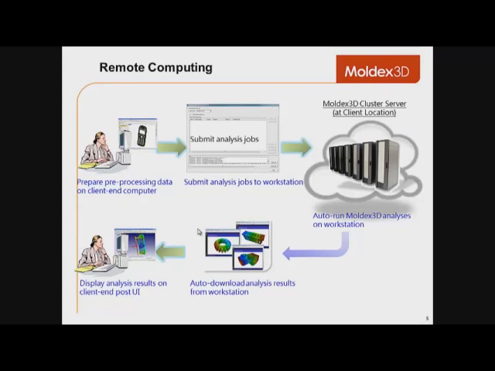Moving on, this is the way the private cloud and the pay-per-use system works. First, users prepare pre-processing data on the client-end computer, and next they will submit the analysis jobs to a workstation. The workstation then auto-runs Moldex 3D analysis, and when that's finished, users will be able to download the post-process results back onto the client computer and review the results to look for ways to optimize their design.